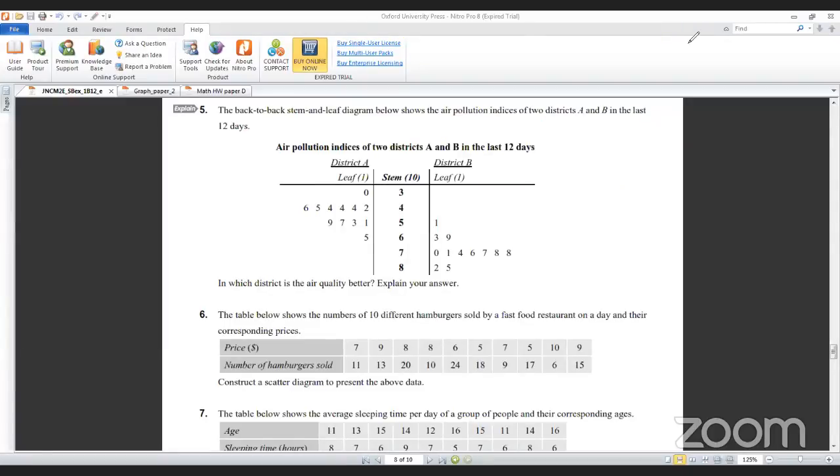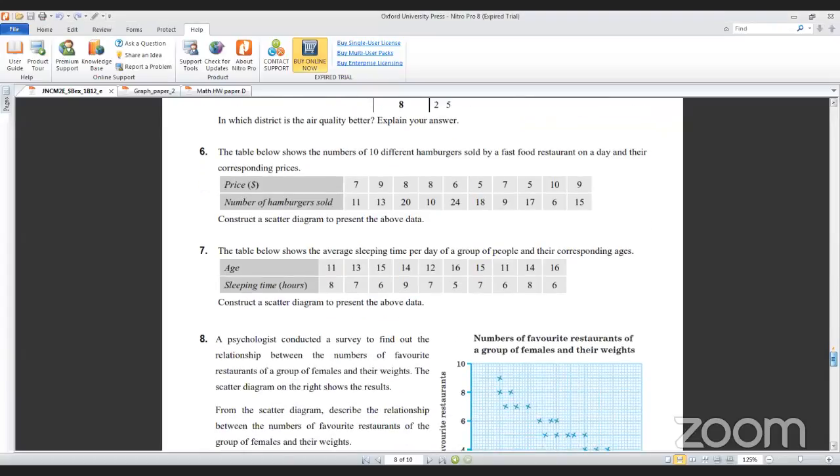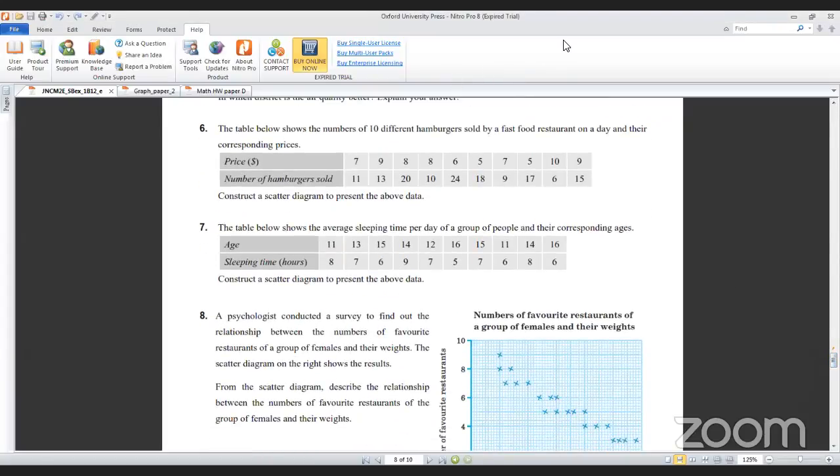There's another one. I would like to introduce you another diagram today. Then you can look at number 6. Look at number 6. And this diagram, the name of this diagram is called scatter diagram. Therefore, when you are asked to draw a scatter diagram, don't draw a stem and leaf diagram. If you draw a wrong diagram, then it is wrong, of course.